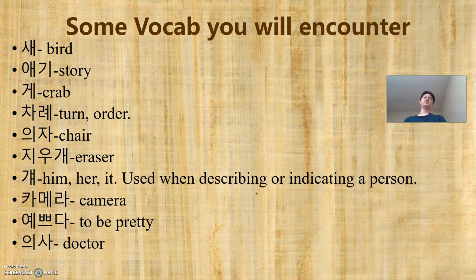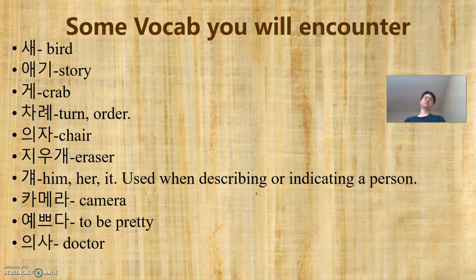And there's the word 게, which means crab. And there's 차례, which means turn or order. And there's another word, 의자, and 의자 means chair. And the next word is 지우개. 지우개 means eraser. And 계, this usually means him, her, or it, and is used when indicating a person. And camera, if you know English, that one should be pretty straightforward.